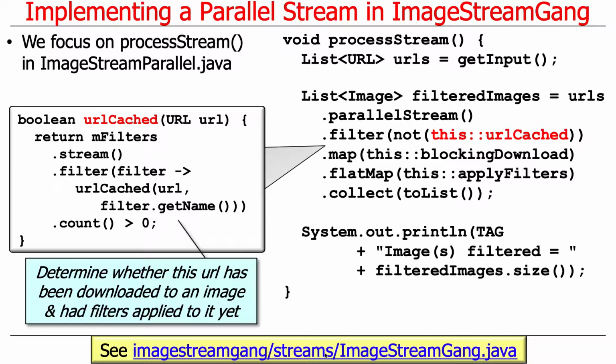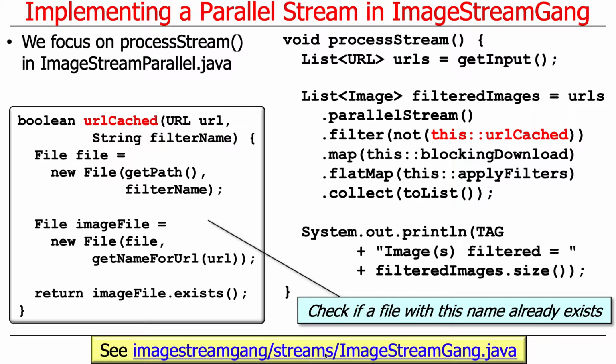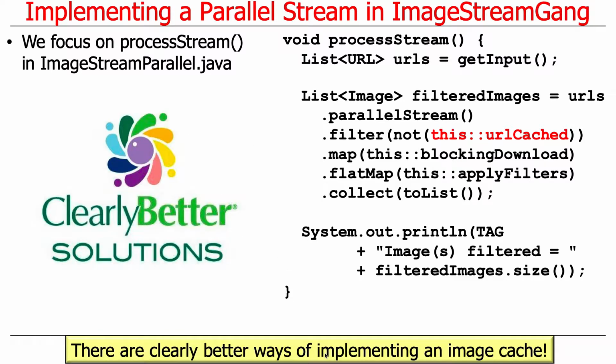So here's what URL cache could look like. There's lots and lots of different ways to do this. So this particular program will take the URL and then go and check to see whether we've already got a file with this name in our file system. And it ends up calling this helper method, which checks to see if a file with this name already exists. And the name is encoded in such a way that you would know if you already had seen it before. So we check to see if the image name already exists. And if it does, we assume it's been cached.